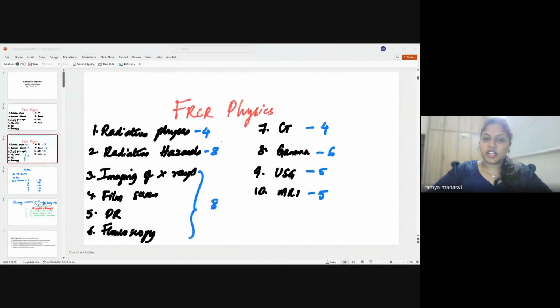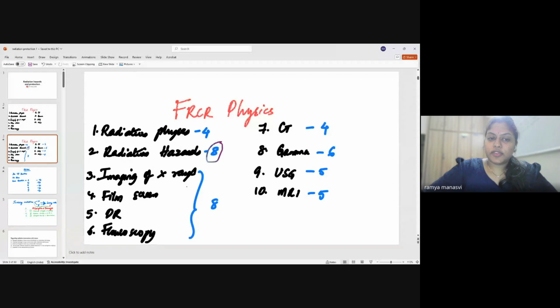8 from radiation hazards. That is the topic of today. Another 8 from imaging of X-rays, film screen, DR, and fluoroscopy. And CT will have 4 questions. Gamma imaging will have 6 questions. USG will have 5 questions, and MRI will have 5 questions.